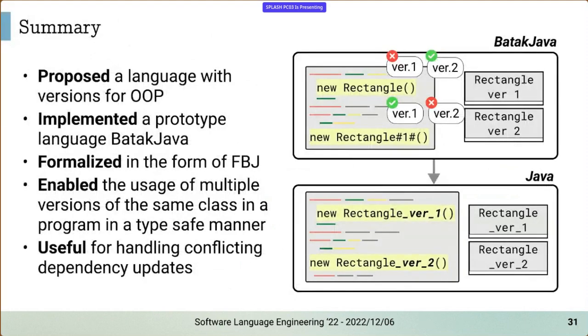So to summarize my talk today, what we did in our research is we proposed a language with versions for object-oriented programming, and we implemented it in a prototype language called BatakJava, and we formalized it as well in the form of a core calculus called FBJ. Through this language, we enabled the usage of multiple versions of the same class in a program in a type-safe manner. And we found that it is useful for handling conflicting dependency updates.